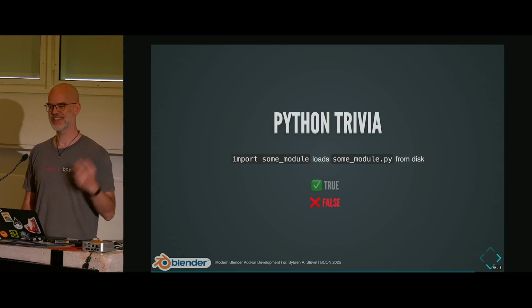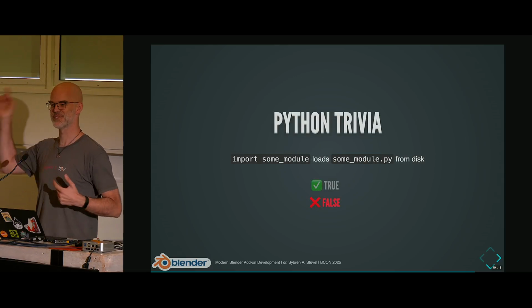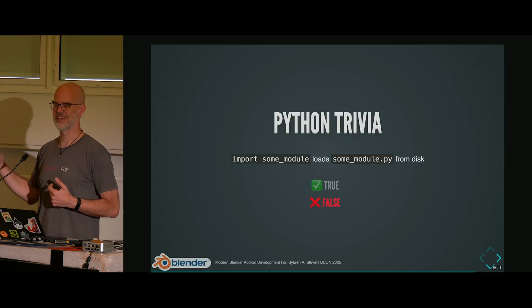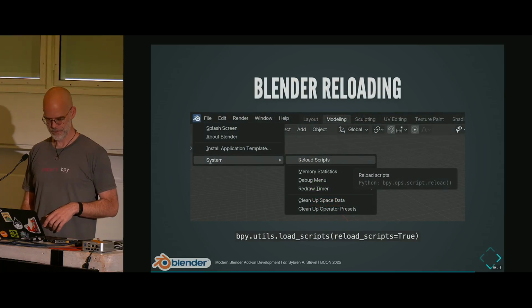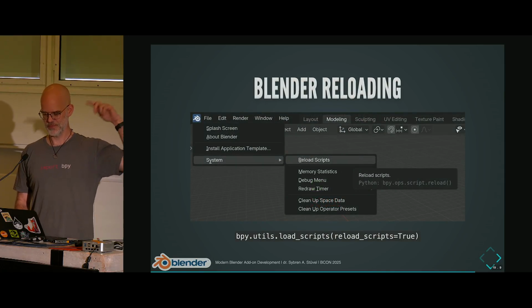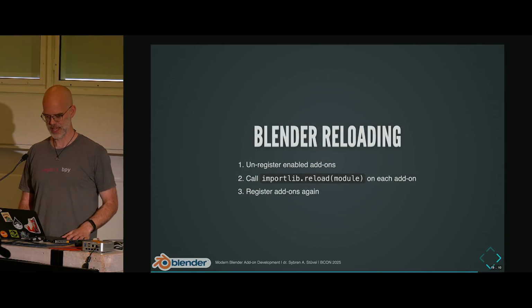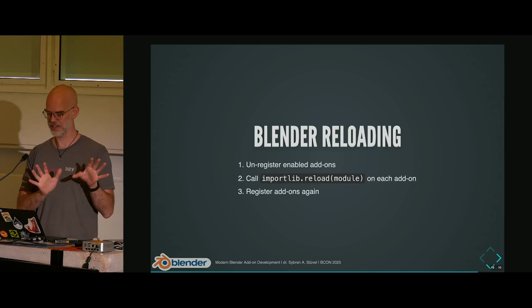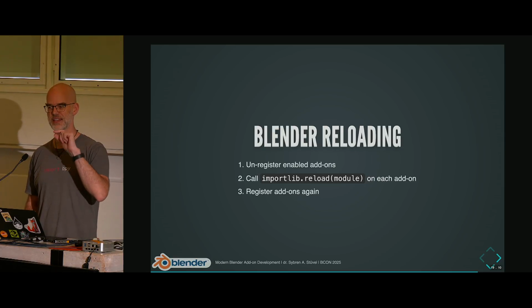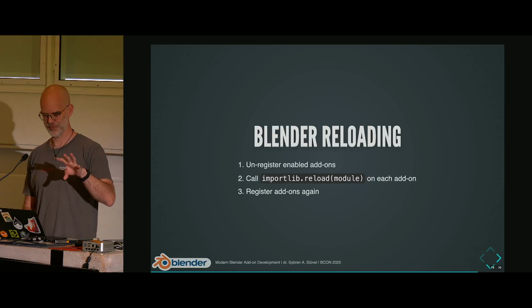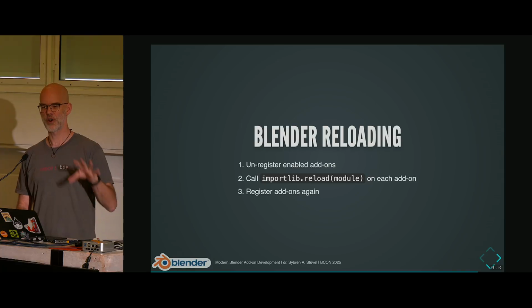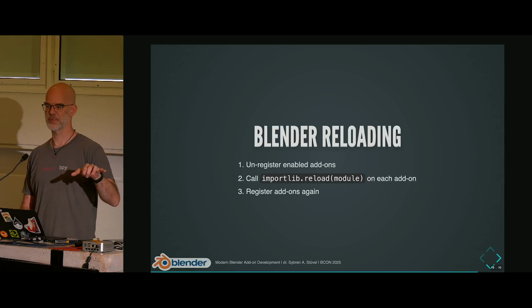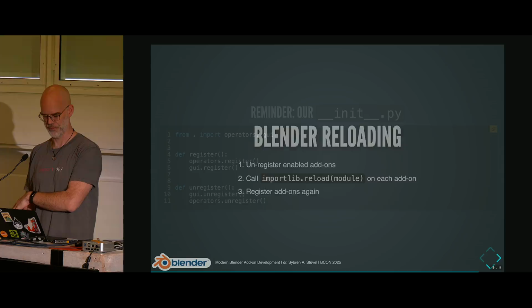What it actually does is, if you have that import statement, and it's already loaded, it's already in memory, and it's just going to refer to it again and again, because it would be a shame to load it from disk again for every import. If you go to the Blender icon, System, Reload Scripts, it will reload your scripts, and that will unregister the enabled add-ons. It will call a Python standard library function to reload that module, which is that dunder init.py file. And then it registers the add-on again. So it only reloads from disk your dunder init.py and not everything you imported from there.